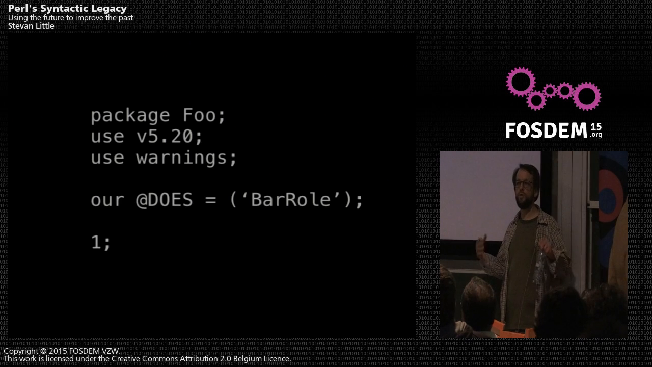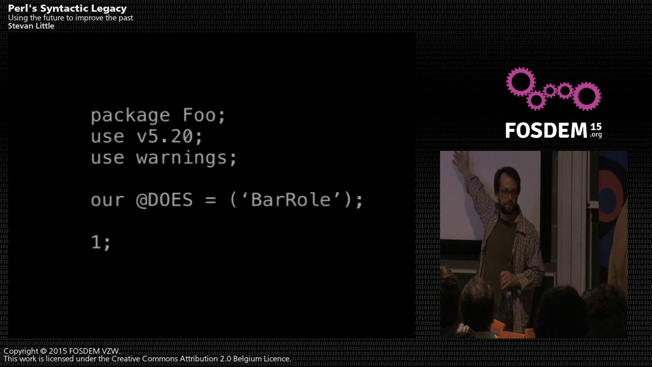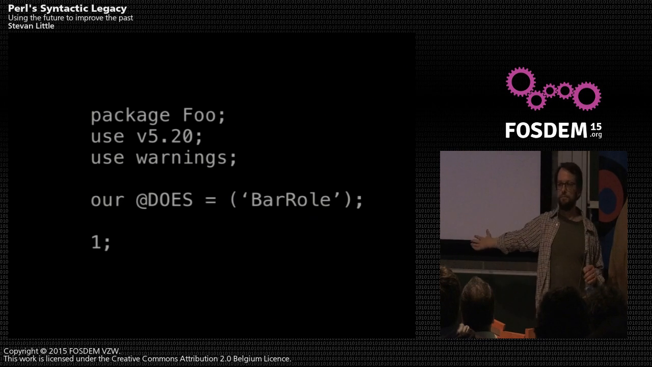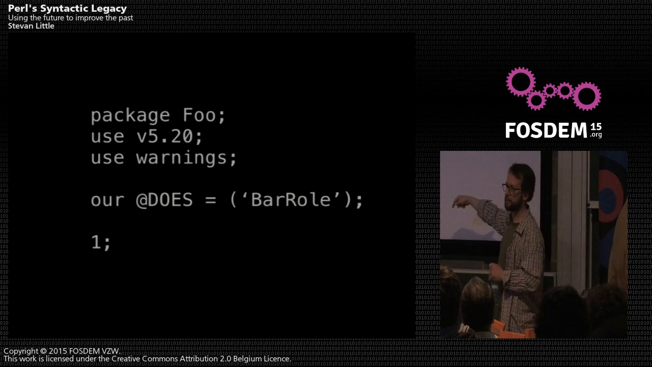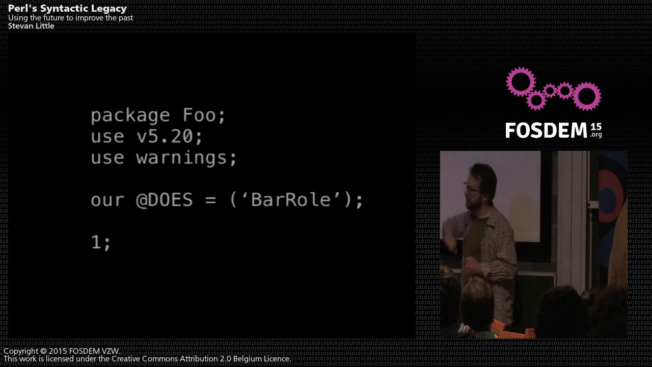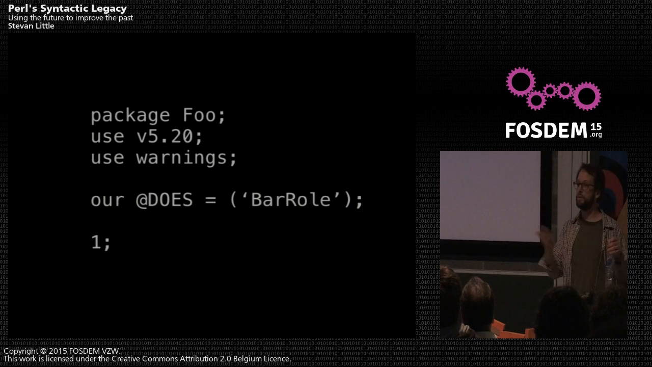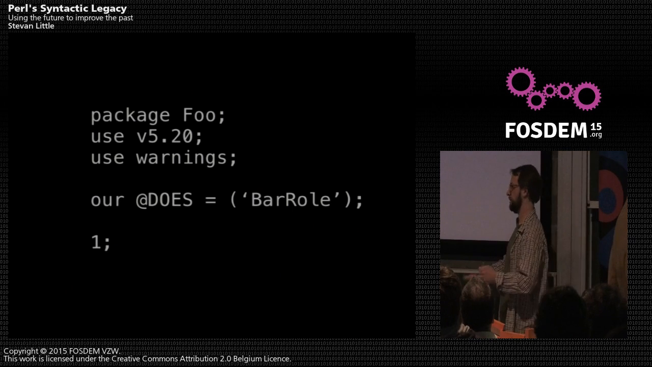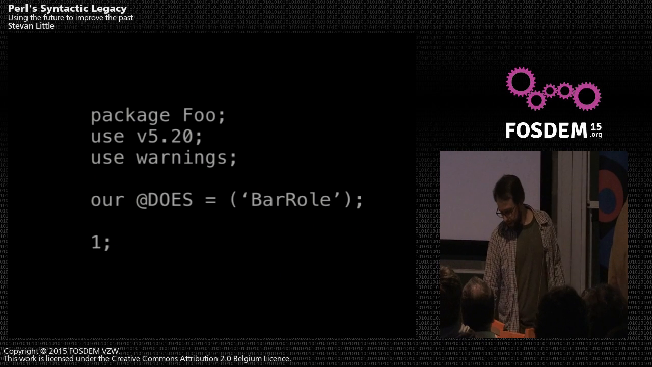If you want to take this one step further: roles. Where do you store the roles that have been applied to your class? Well, ISA is just fine for inheritance. Why not do the same thing for roles? The syntax is not pretty. I'm not proposing this as the syntax, I'm proposing this as the implementation. How do I make that actually take effect? Well, magic. ISA has magic attached to it, so when you do certain things to the array, it causes certain things to happen in the Perl internals. In theory, you could do the same thing here.